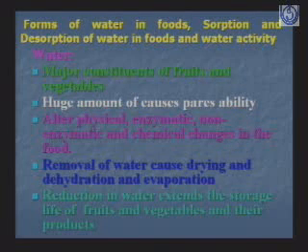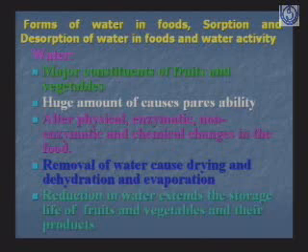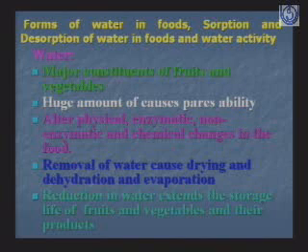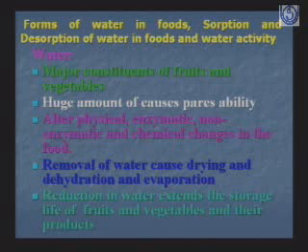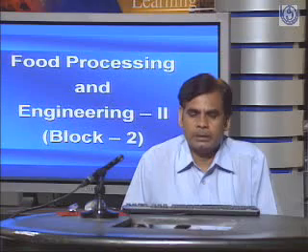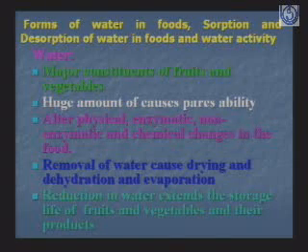First, the forms of water in the food, absorption and desorption of water in the food, and water activity. Water is the major constituent of fruits and vegetables, and sometimes a high amount of water in foods causes perishability of the fruits and vegetables. It also alters physical, chemical and enzymatic changes in the food products. The removal of water from fruits and vegetables, that is dehydration and evaporation, can be done by these methods, and the reduction in water extends the storage life and shelf life of the vegetables and their products.